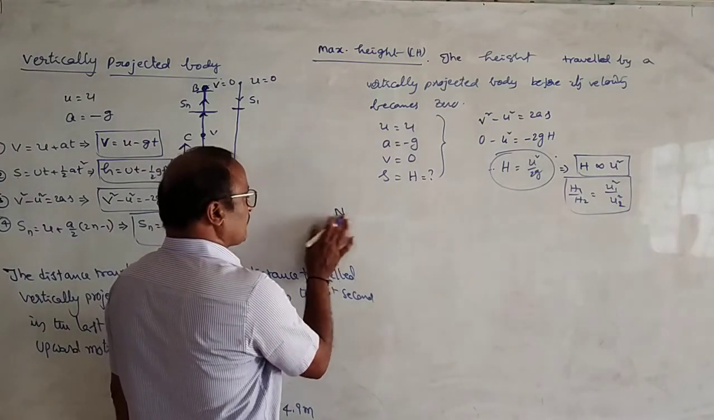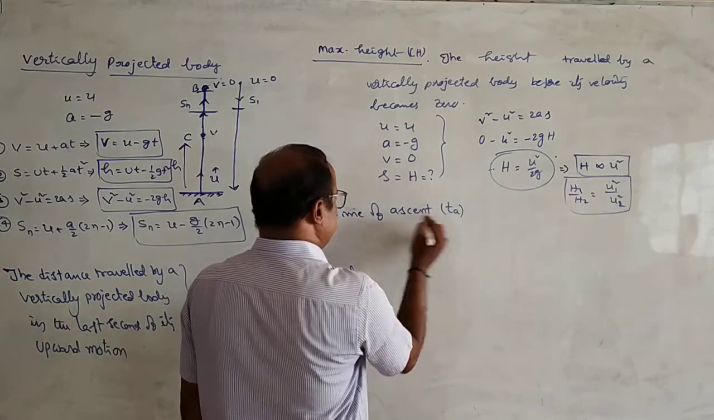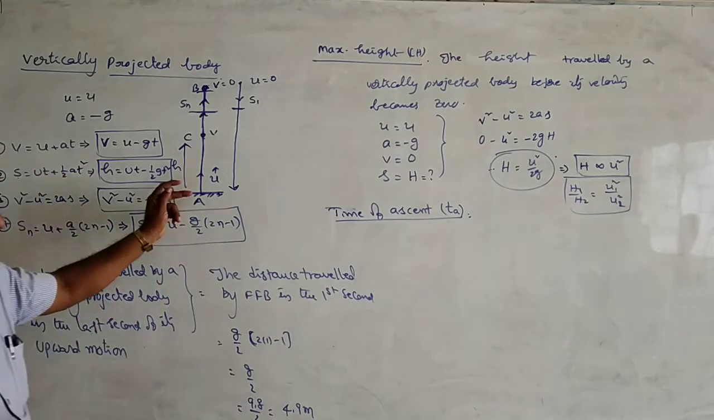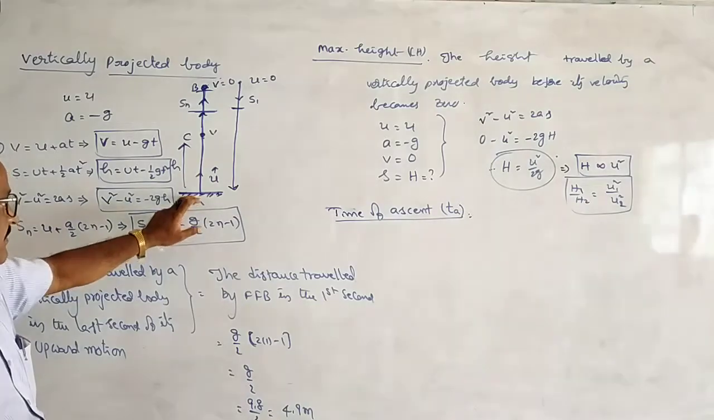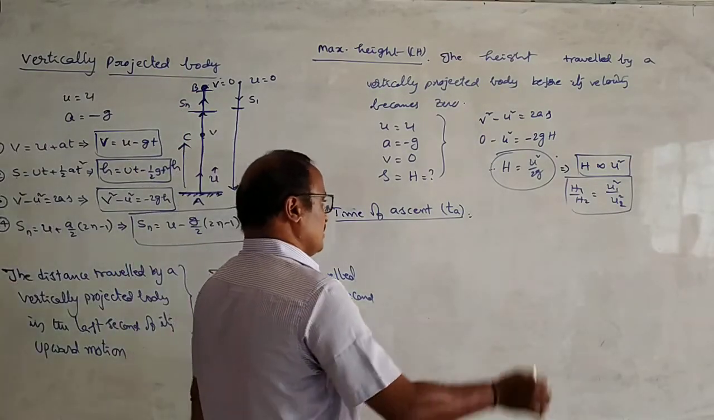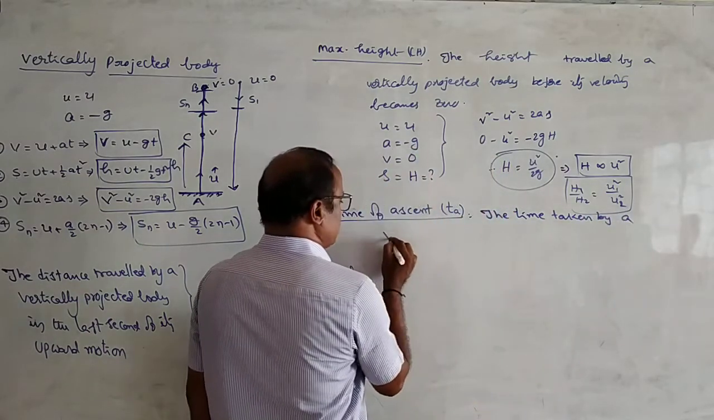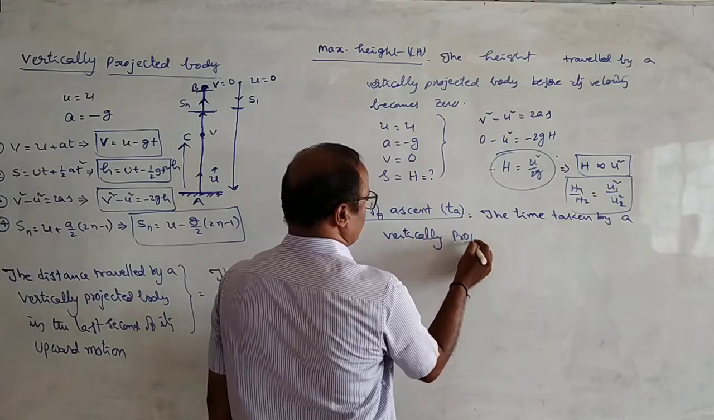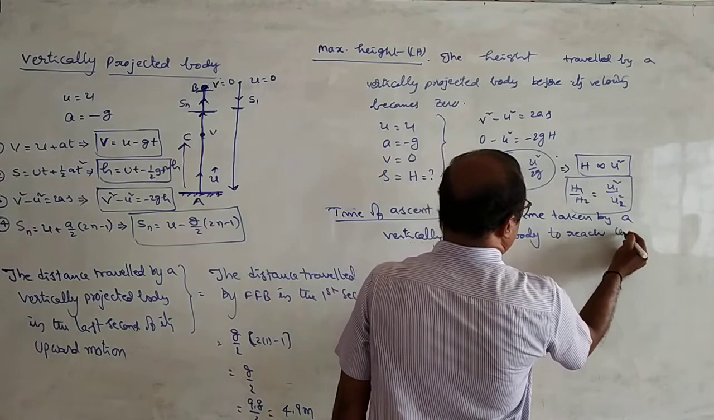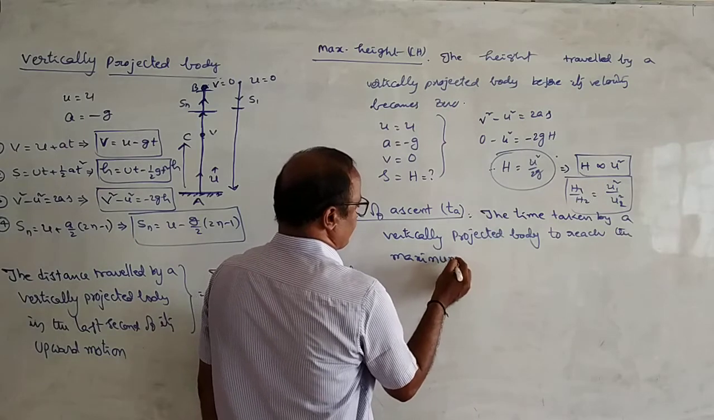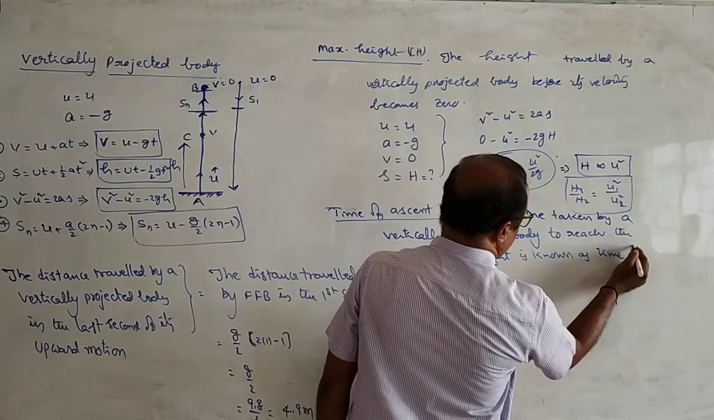Next one, what is the time of ascent? Time of ascent is represented by Ta. Time of ascent means the total time taken by a vertically projected body to reach the maximum height. That means the time taken to travel from A to B in the vertically upward journey is called time of ascent.